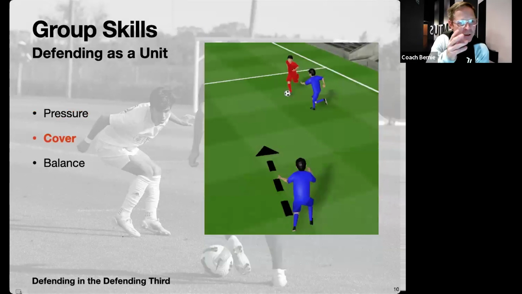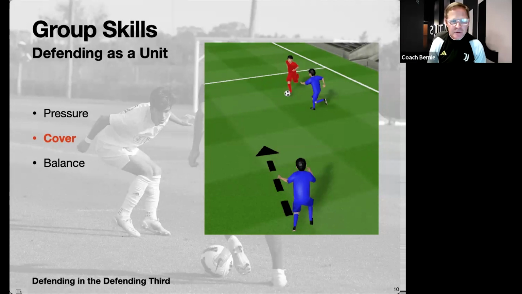Fantastic. So here's our cover player. So here's our pressure player here. He's applying pressure to the ball. Now you notice he's side on to the left. He's trying to take this opponent into the middle, right? Why might we want that player to go into the middle instead of wide?